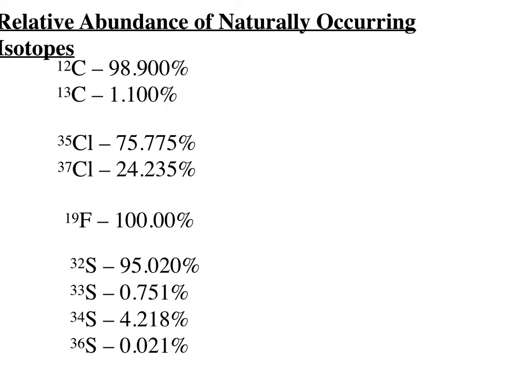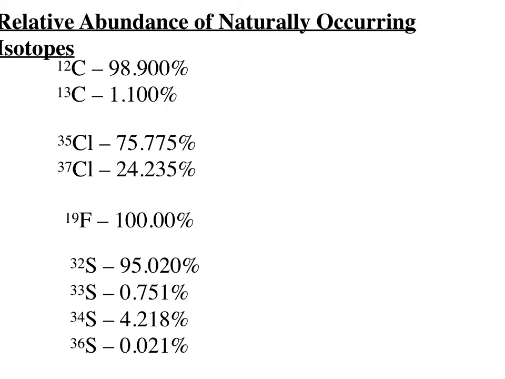Okay, I have Cl35 and Cl37. Cl37 has 2 additional neutrons in its nucleus compared to Cl35. About 3/4 of all naturally occurring chlorines are of the 35 variety, and about 1/4 of them are of the 37 variety.